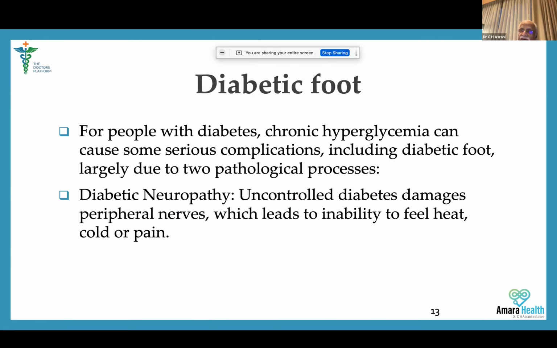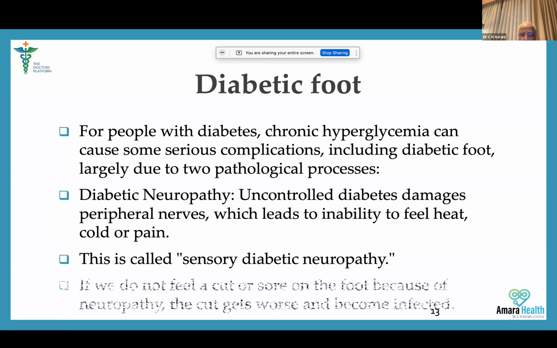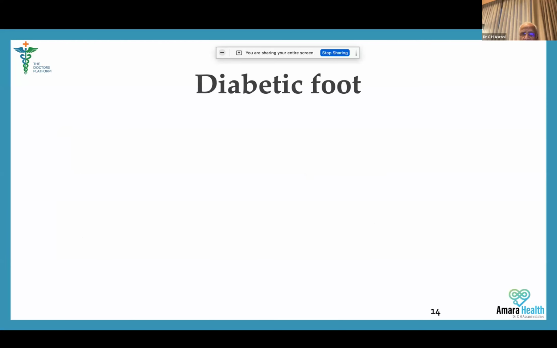So the complications of diabetes. Diabetics are at risk of stroke, retinopathy, myocardial infarction, diabetic chronic kidney disease, and diabetic foot, which generally leads to amputation. This is called sensory diabetic neuropathy. If patients do not feel a cut or sore on the foot because of neuropathy, then the cut gets worse and they can get major ulcers and may even get gangrene before you realize.